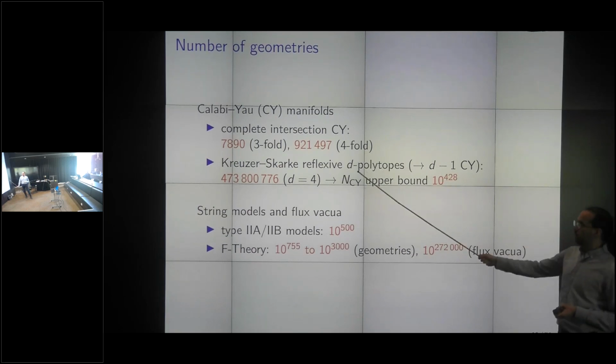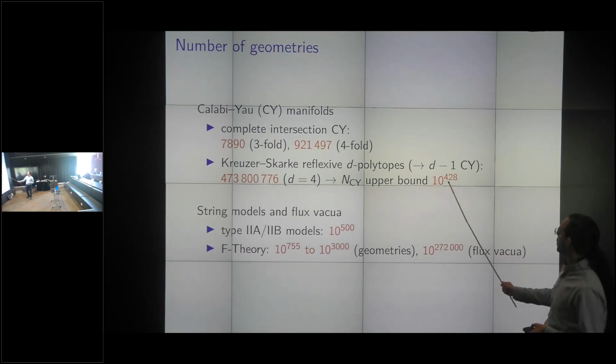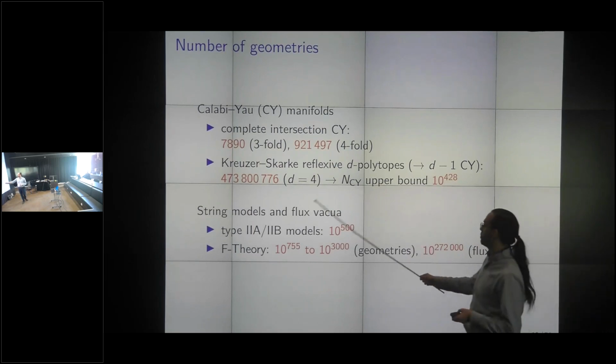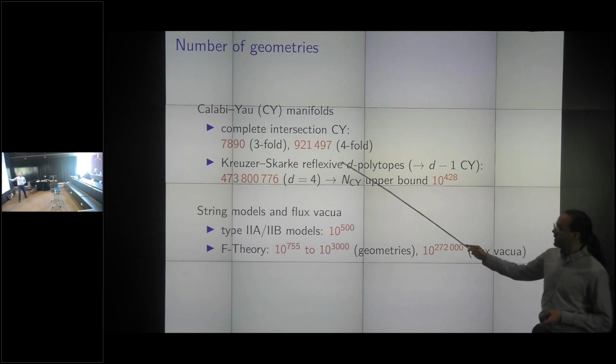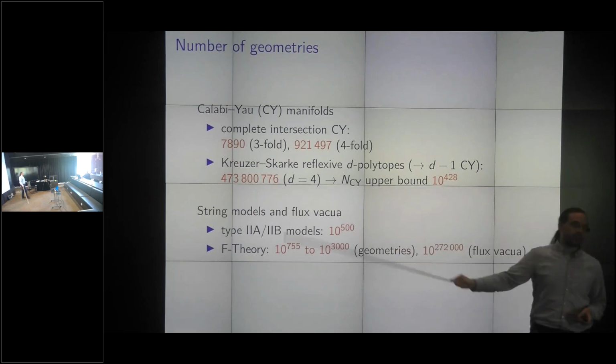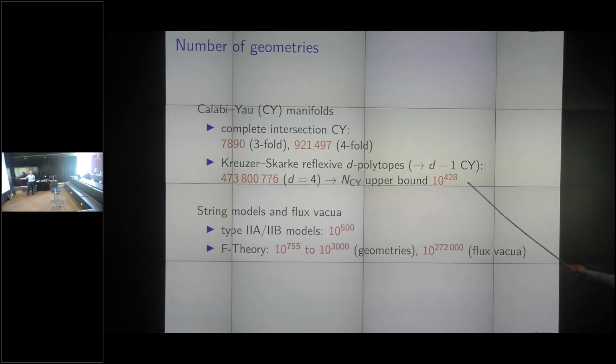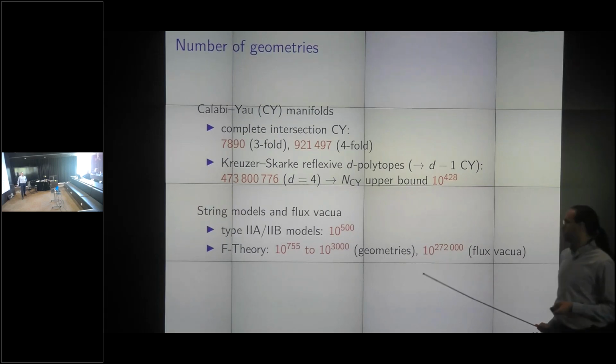Then you have another family which is a bit bigger, which you build from polytopes. Here you see that it's 500 million polytopes. From each polytope, you can extract a few Calabi-Yau, and there is some bound here, 10 to the 400. So as you see, it's big. Now you can add fluxes and other information, and you get this kind of number here. So as you see, you cannot do them one by one. It will take too much.